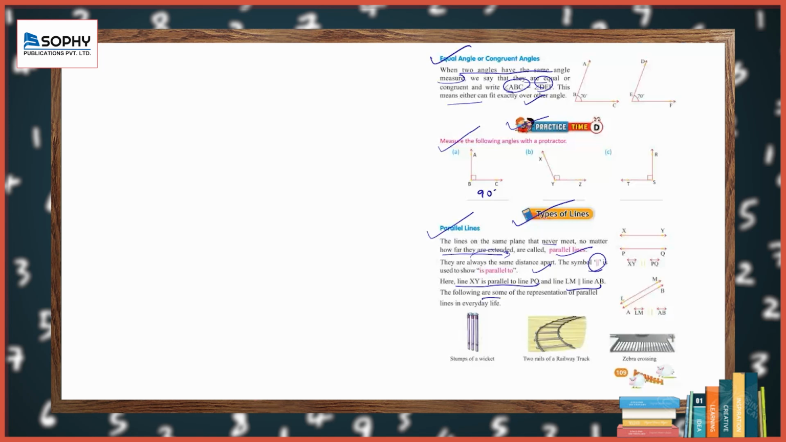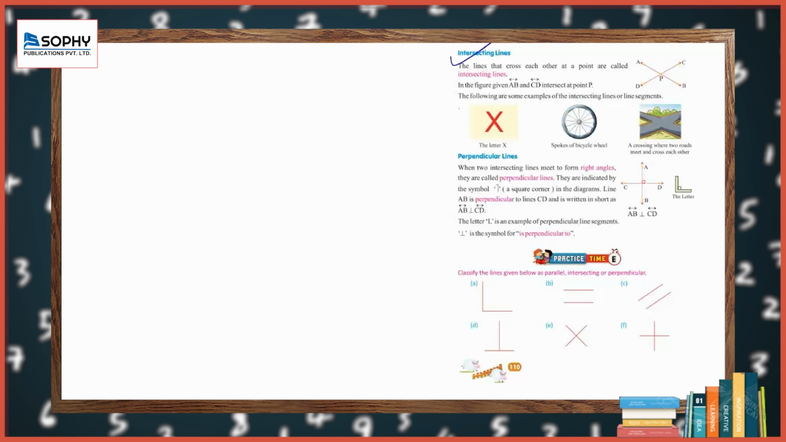The following are some of the representations of parallel lines in everyday life. For example, stumps of cricket, two rails of a railway track, zebra crossing. These are examples of parallel lines. Next is our intersecting lines, students. The lines that cross each other are called intersecting lines.